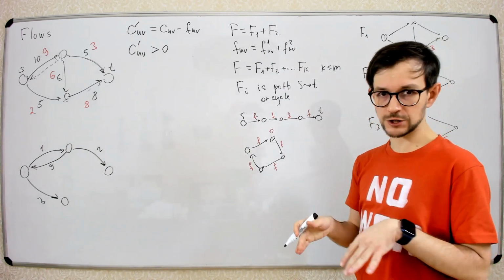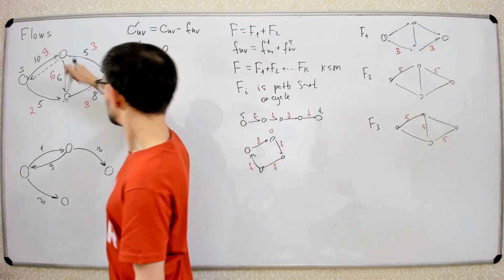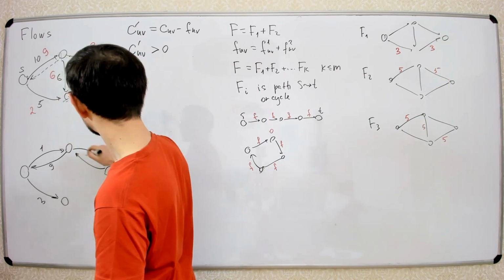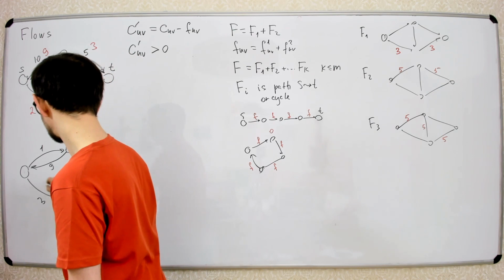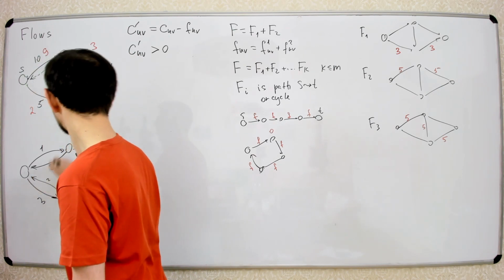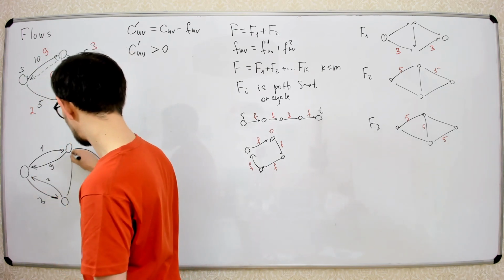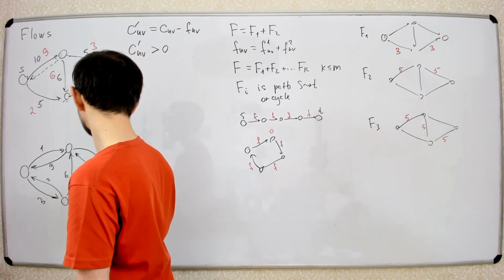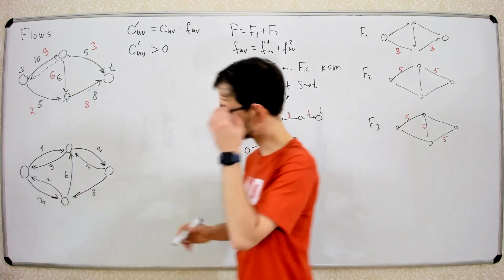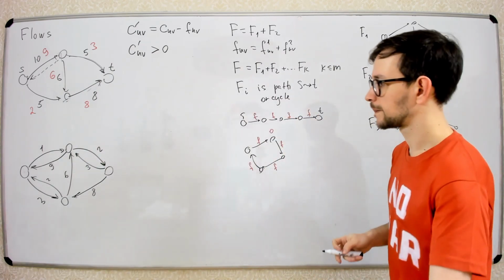And we do it for all edges. For this edge, we have the reversed edge with residual capacity 3. For this edge, we have an edge with residual capacity 2. For this edge, we have the reversed edge with residual capacity 6. And here we have an edge with residual capacity 8. Now that's all.